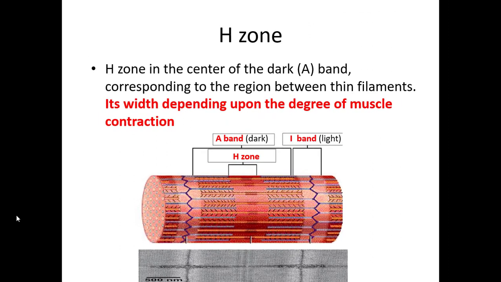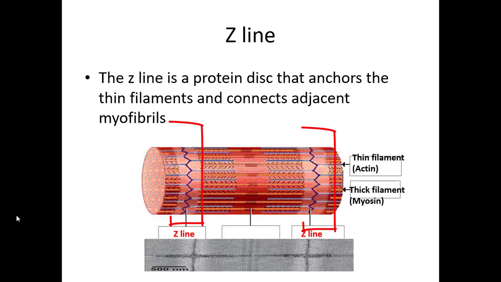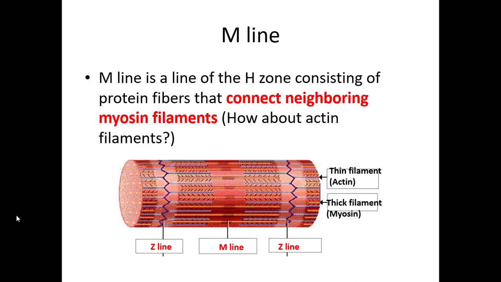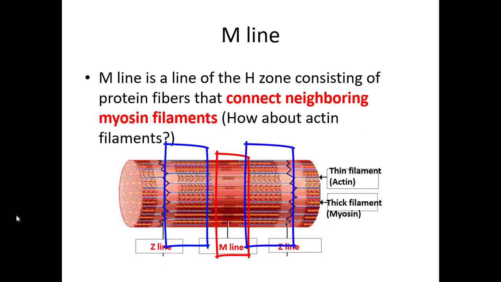The H zone is the center of the dark A band, corresponding to the region between thin filaments, its width depending upon the degree of muscle contraction. Z-line. The Z-line is a protein disc that anchors the thin filaments and connects adjacent myofibrils. M-line. The M-line is a line in the H zone consisting of protein fibers that connect neighboring myosin filaments.